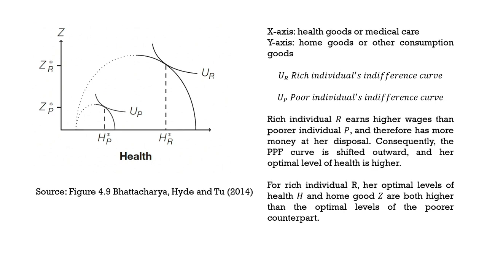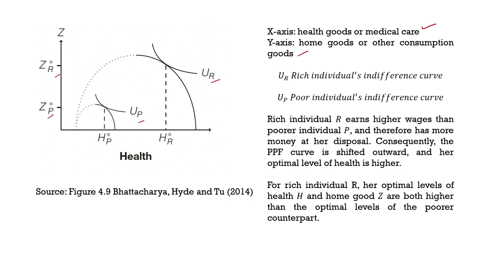Now, we can understand this with the help of this figure here also. This figure shows, on the x-axis, health goods or medical care, and on the y-axis, home goods or other consumption goods. There are two individuals: individual R, a rich individual, and UR shows the rich individual's indifference curve, and P is a poor individual, and UP shows the poor individual's indifference curve. On the y-axis, ZR shows the home goods that the rich individual consumes. Similarly, on the y-axis, ZP star shows the home goods that the poor individual consumes.